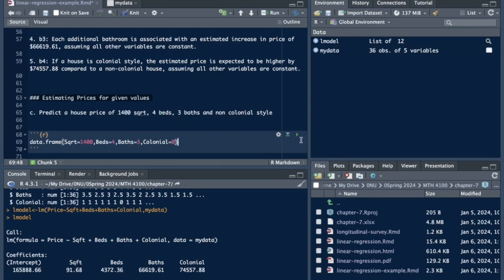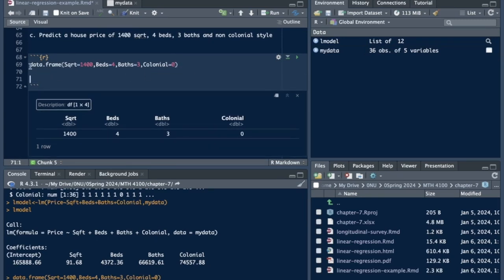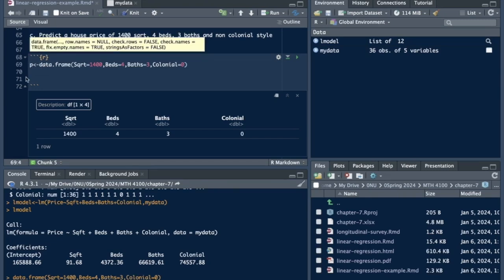So I just create a table of these values. And I would like to do what? Maybe I'm going to call this table P. And I would like to use a very important function. We will use this function every time from now on, called predict.